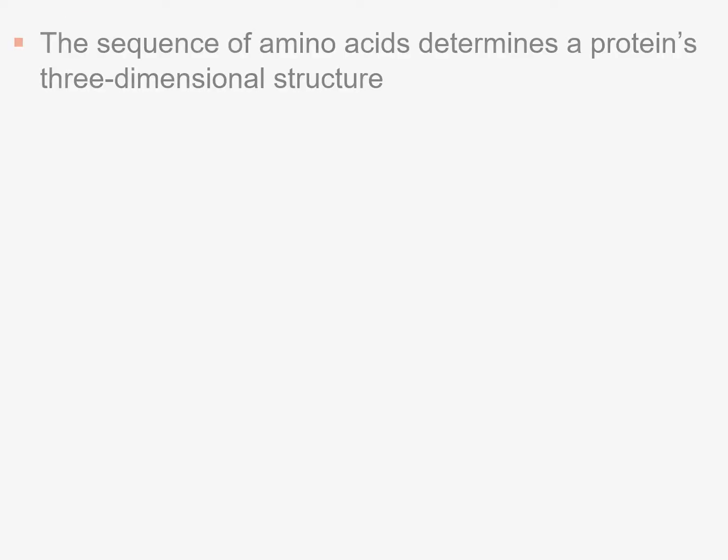All right, so let's go ahead and talk about the sequence of amino acids of proteins. The sequence of amino acids determines the three-dimensional structure. Depending on what order the amino acids are put together really directs what the overall three-dimensional shape of the protein is going to look like.